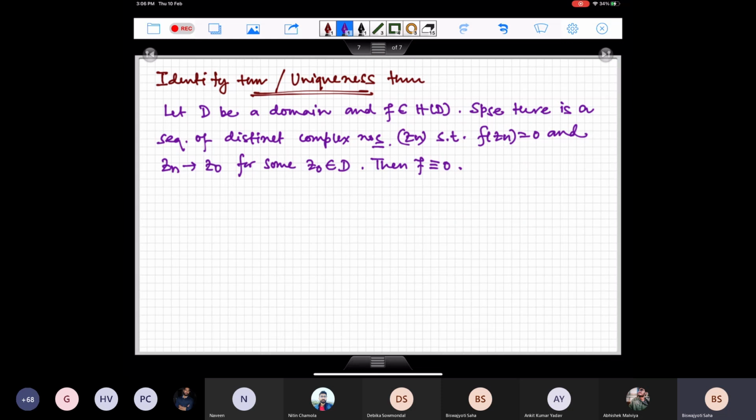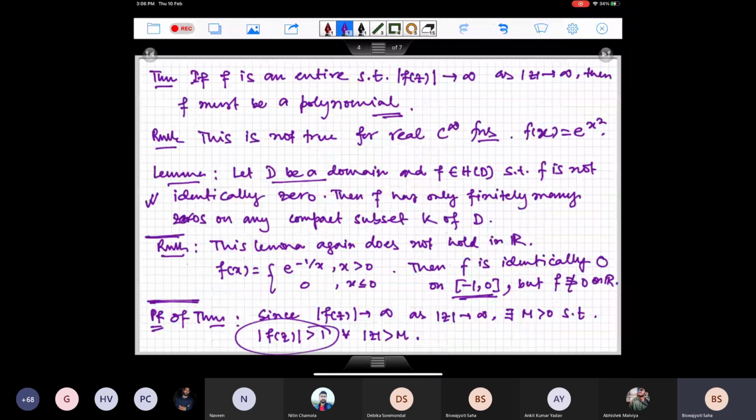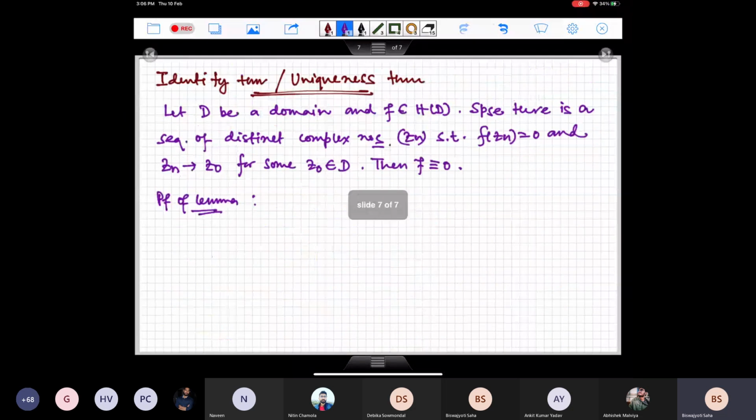So let us complete the proof of the lemma. Once I have this statement, let me quickly complete the proof. What was the lemma? The lemma was that if I have a domain and a holomorphic function which is not identically zero, then if I take any compact subset, the compact subset must have only finitely many zeros. This is what we need to prove.